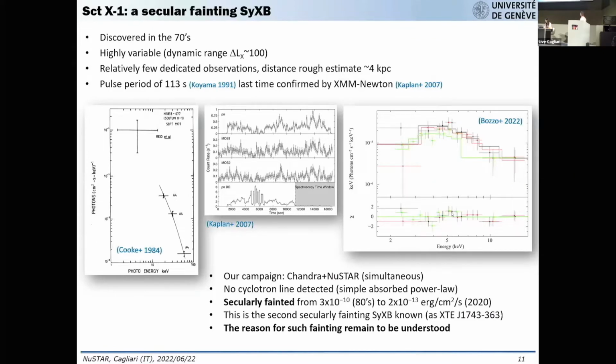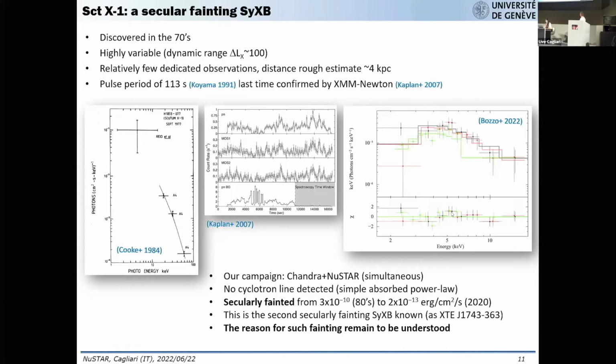Unfortunately, with this other historical symbiotic X-ray binary, we were not so lucky. This is called Sco X-1. It was again discovered in the 70s, but it was even less observed than the other one. So the summary of, let's say, the available observations is more or less here. You go from observations in the early 80s up to an XMM observation that was published in 2007, where you can see the source was still relatively bright and highly variable.